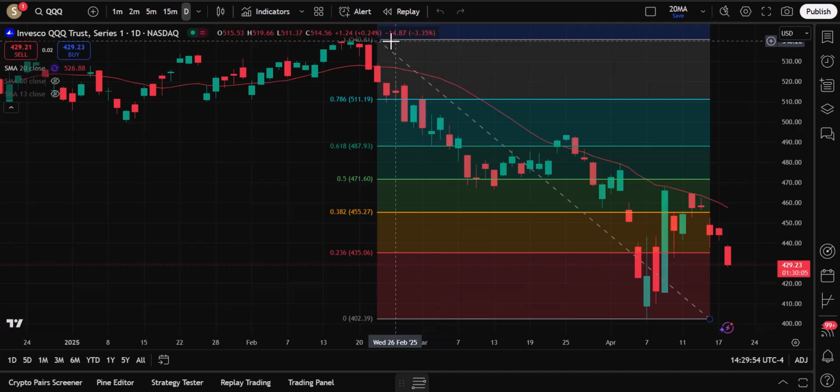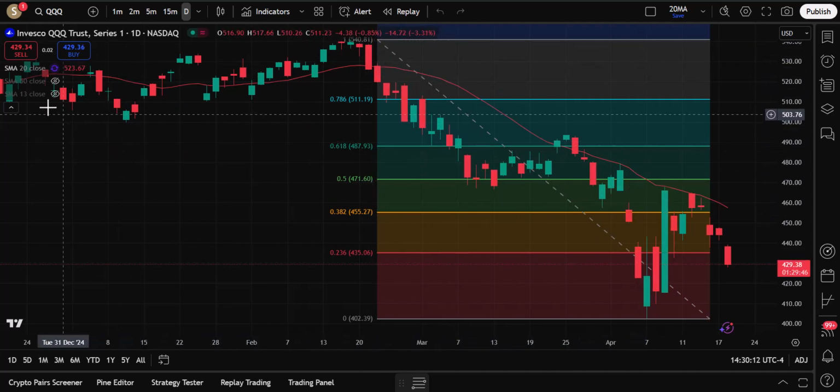And with Fibonacci lines, what we're looking at is a trend. Fibonacci's work well in trends. They don't work that well in sideways markets, but in trending markets, they work really well. So here we have a downtrend.